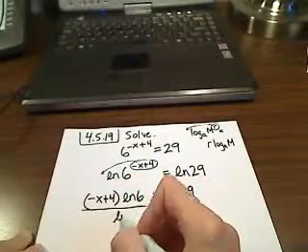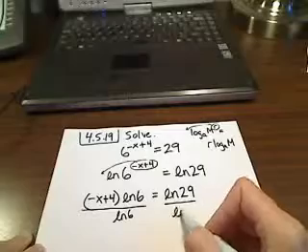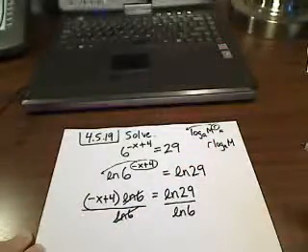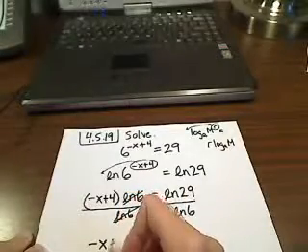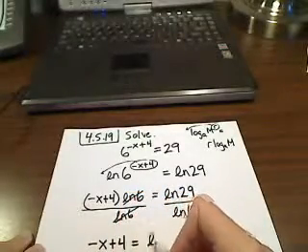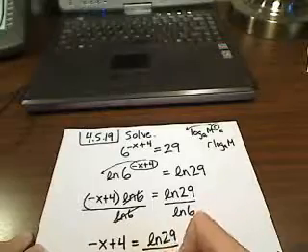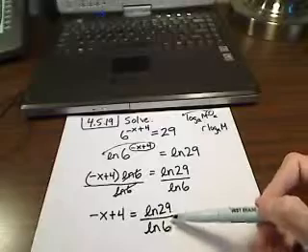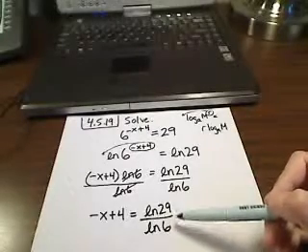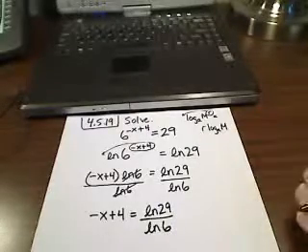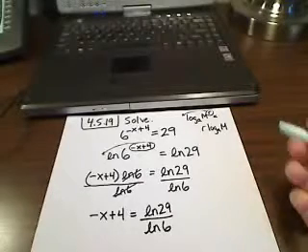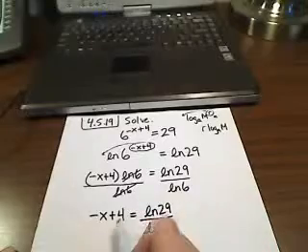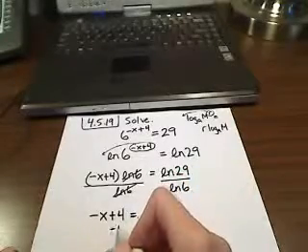So if we divide both sides by the ln of 6, then it's going to cancel on that side. We'll be left with a negative x plus 4 equaling the ln of 29 over the ln of 6. Now, these are just numbers, but I'm leaving them in their exact form until I get done, until I'm at the end. Because it's just easier to work with them in the exact form. So, all right, now what I'm going to do is subtract the 4 from both sides.